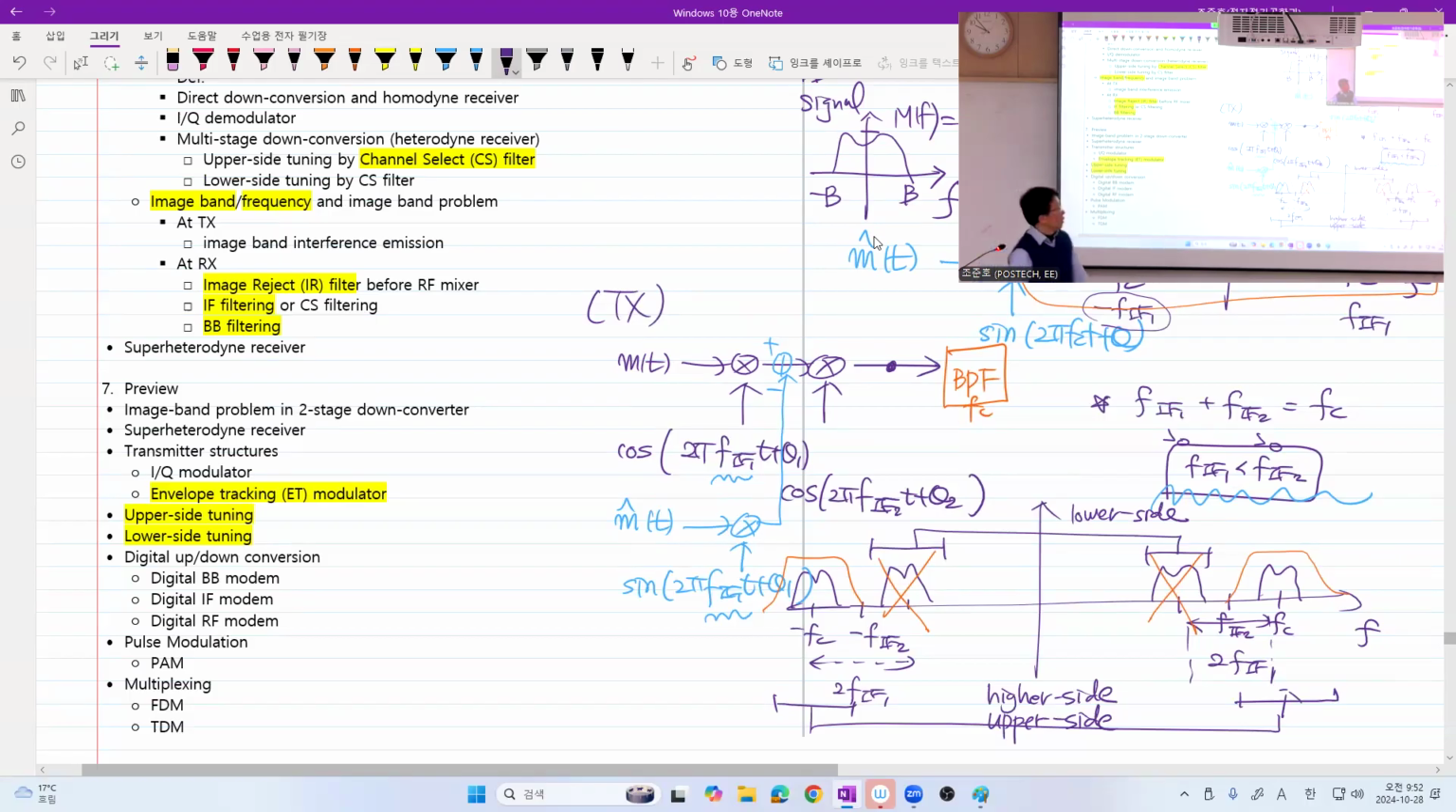Got it? So we use two IF frequencies, both lower than our desired carrier, and their sum becomes our desired carrier frequency. And if we use upper side or higher side, then this transmitter is called upper side tuning transmitter. Definitely, we may have a lower side tuning transmitter. And you may wonder why we use that, but sometimes you need that, okay?